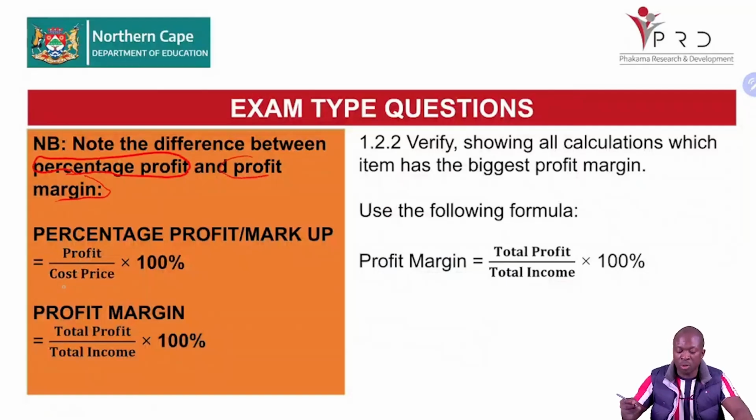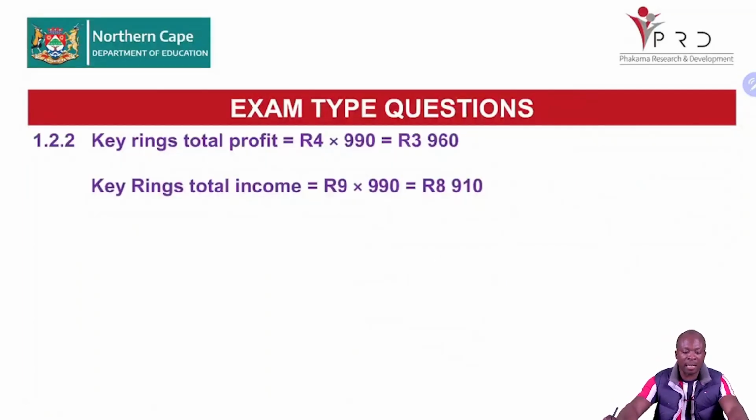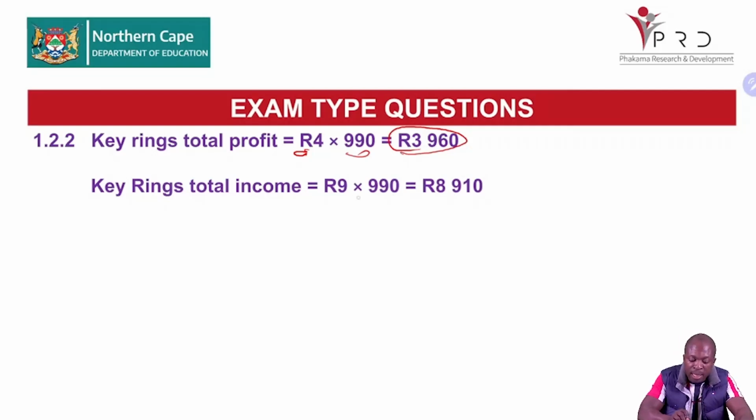Welcome, learners. So this is how you're supposed to look at it. Remember, for the key rings, we make a profit of 4 rand on each one. How many did we sell? We sold 990, which means we are going to make a profit of 3,960.